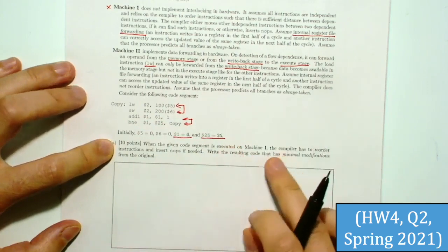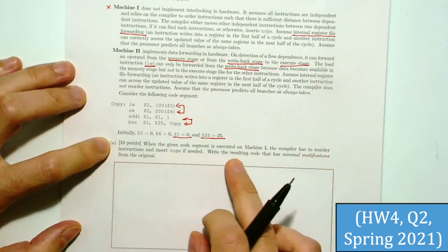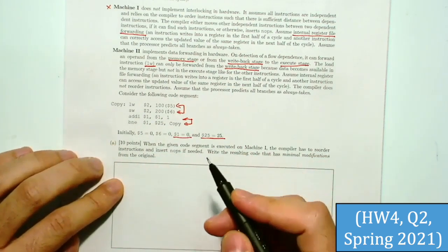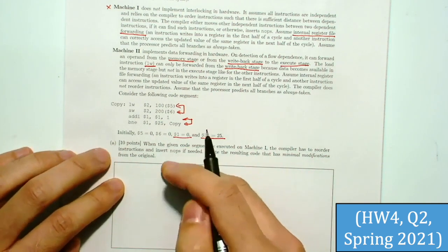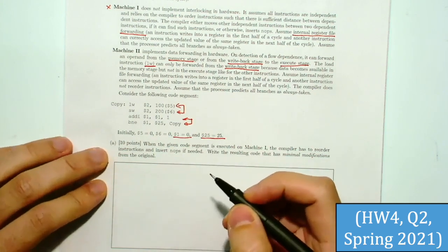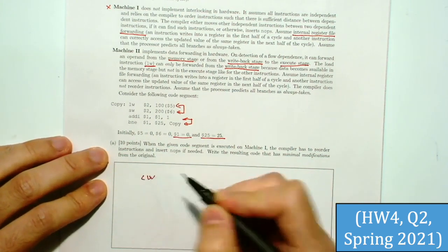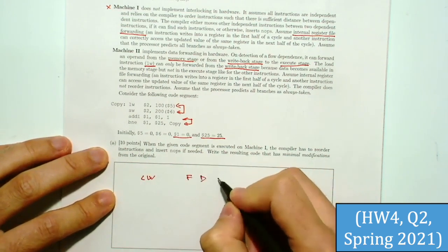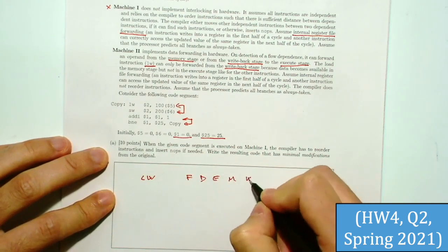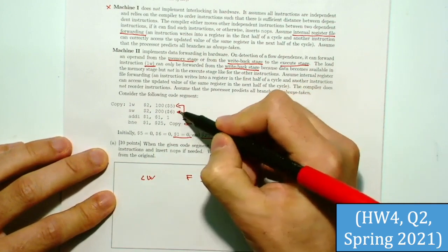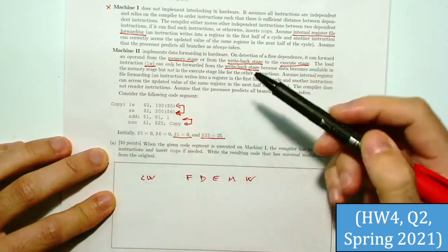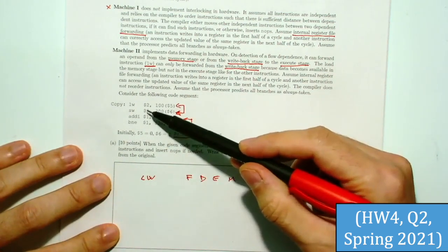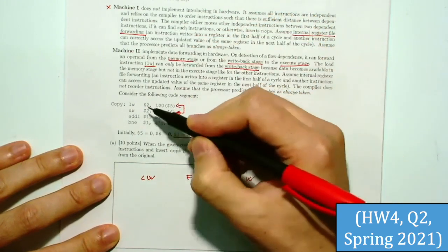When the code is executed on machine one, the compiler has to reorder instructions and insert NOPs if needed, with the resulting code having minimal modification from the original. For doing that, I'm going to draw the pipeline stages. I think it's easier to solve in this way. So if we have this load, we have fetch, decode, execute, memory and write back, right? To execute the store, we need to have this register content.